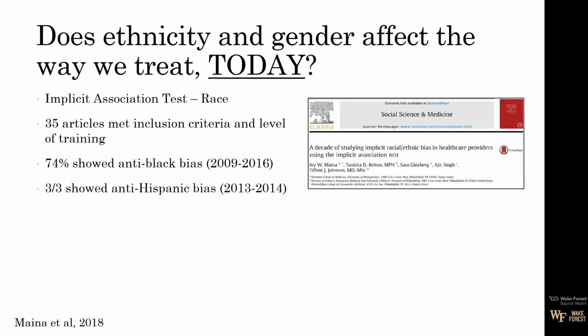And as you can see, the studies that they found looking at anti-Black bias and anti-Hispanic bias were from 2019 to 2016. One good thing was there seemed to be an anti-female bias when they looked at that. So overall, it's decreasing as time goes on, which is a good thing with this.